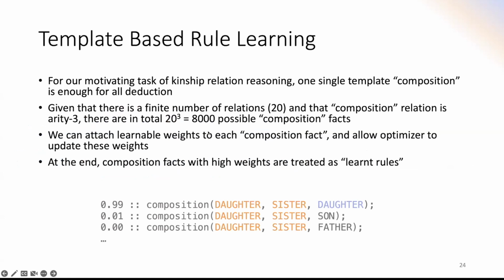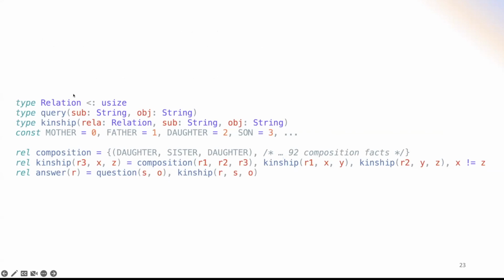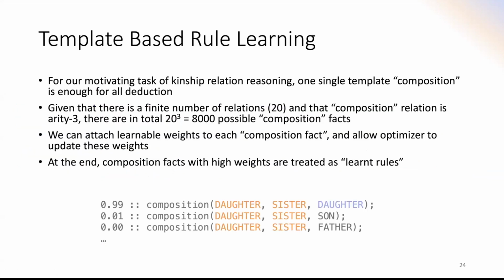Now, we just talked about this program containing a lot of compositions that the user manually specifies, but in fact, they can be easily learned through a differentiable reasoning framework. Let's say we have this composition as a template. There are just a finite amount of relations. In this case, we have 20 kinship relations that consist of 8,000 possible composition facts. In fact, we can assign a learnable weight to each of those composition facts, and then just let the neural network learn what is the probable composition rule among three relations.